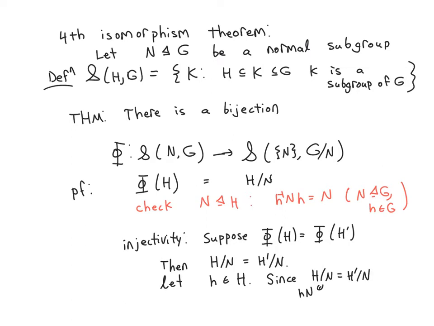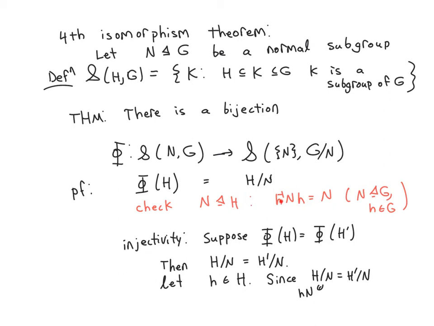And then what is the proof? Well, one obvious thing is to take a subgroup H here and to mod out by N. And what do you need to check? You need to check that N is in fact a normal subgroup of H. If that's true, then H mod N is in fact a group, a subgroup of G mod N, containing the trivial subgroup. And so then this is in fact a function.